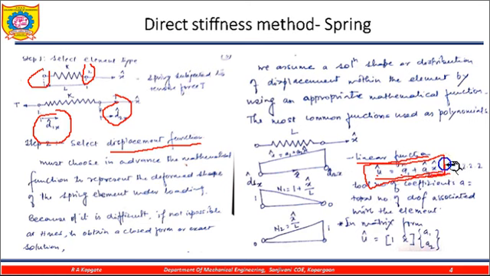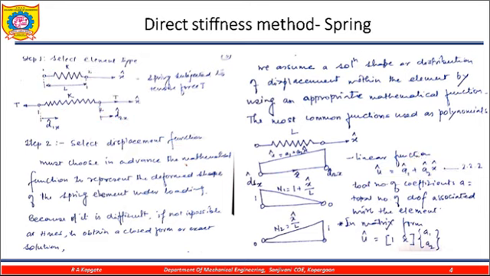There is a method to select this shape function, the linear function. We select this linear function with certain rules. Generally, we use the Pascal triangle to find the linear function. But the Pascal triangle is not considered in chapter number 2. That is considered later on, in chapter number 4 onwards. Hence, here we are not focusing on the Pascal triangle.